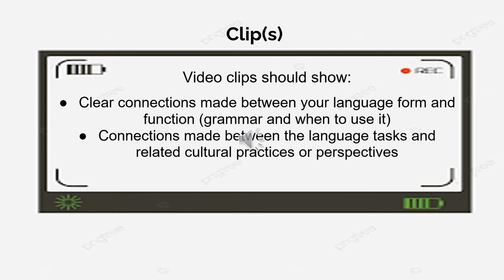The other things you need to have in your video clips is you need to make a clear connection between your language form and your language function. So in other words, you need to connect what words you're teaching and the grammar they're using to why and when they're using it. So you want to make sure that you have a clear connection between the forms that they're supposed to be using and the function of them.